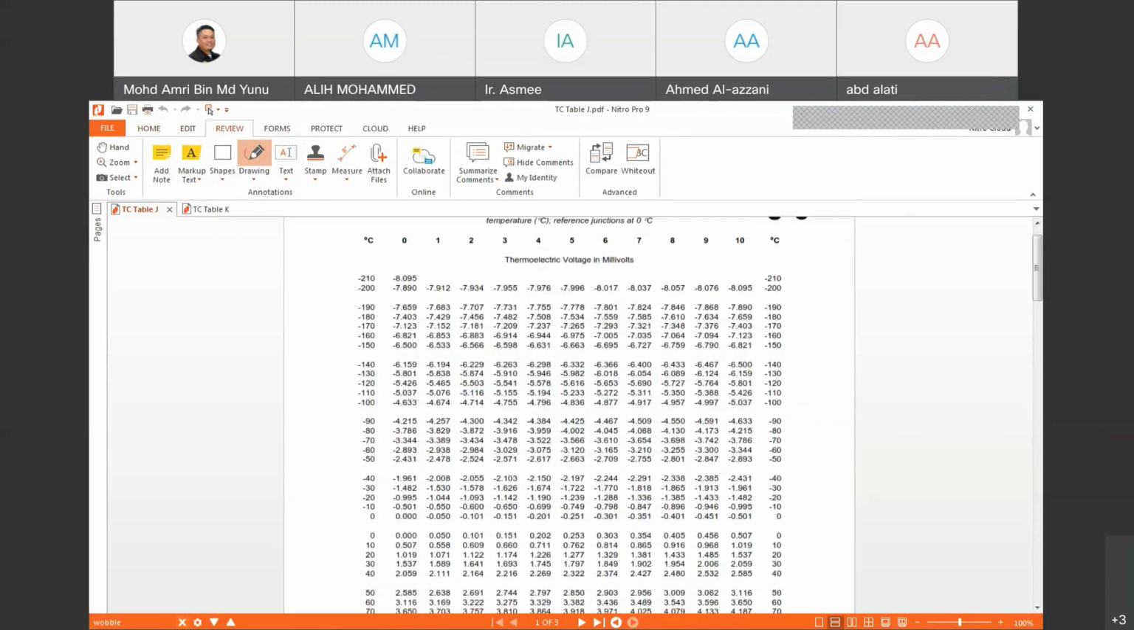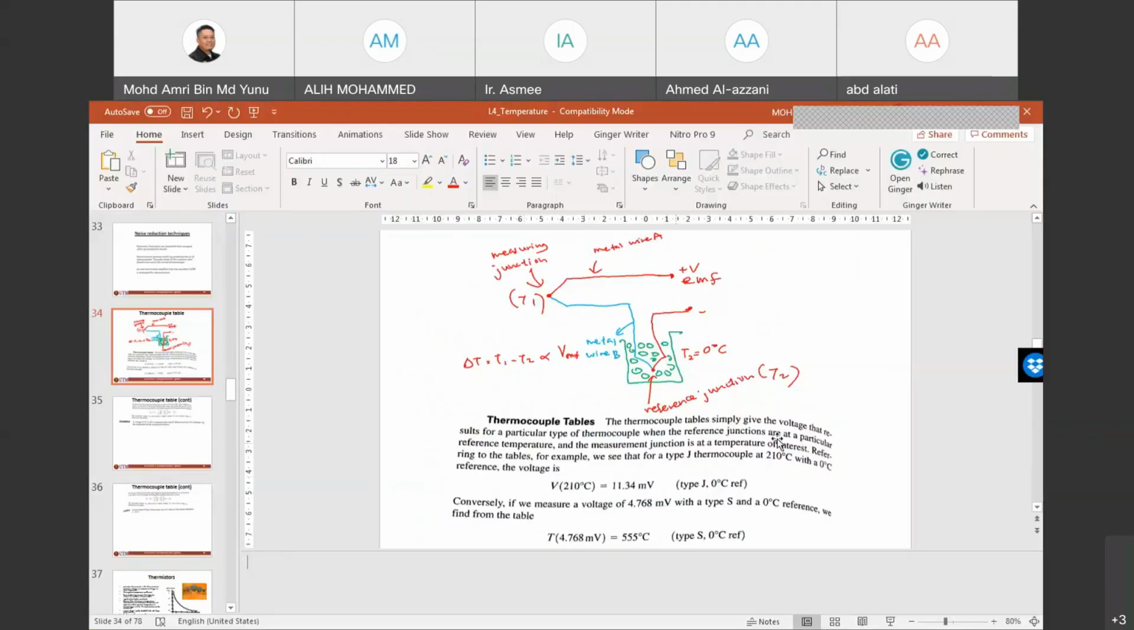So for example, we see a type J thermocouple at 210 degrees Celsius, T1 minus T2, at 0 degrees Celsius. So at 210 degrees Celsius, we go to the table.